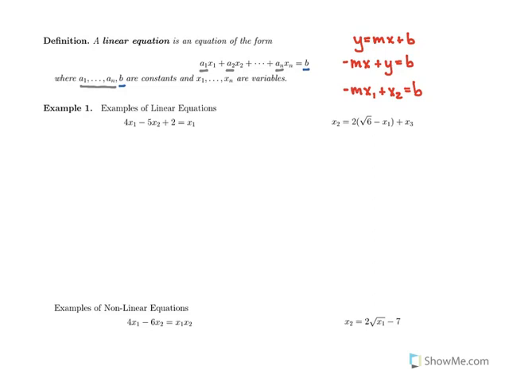This form allows us to talk about more than just two variables. We could talk about three variables, and we can go even past that and go to n variables in a nice way. So let's look at some examples of linear equations.